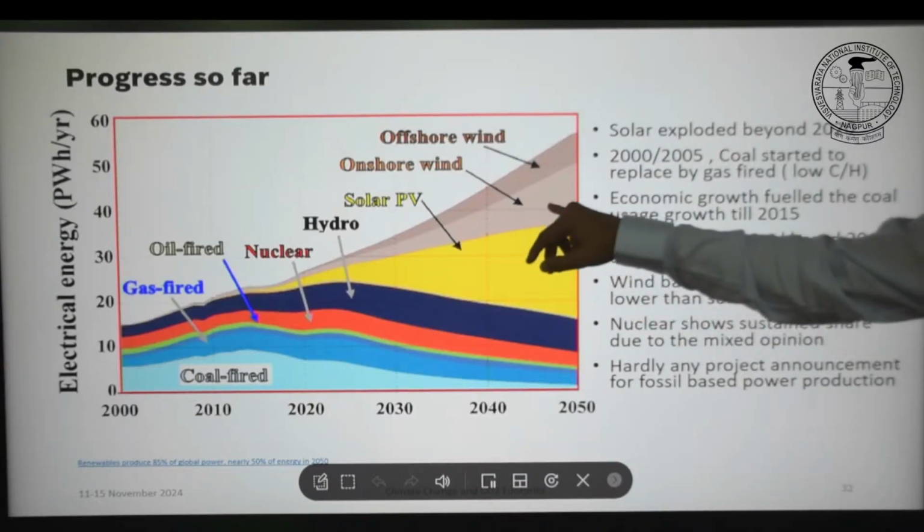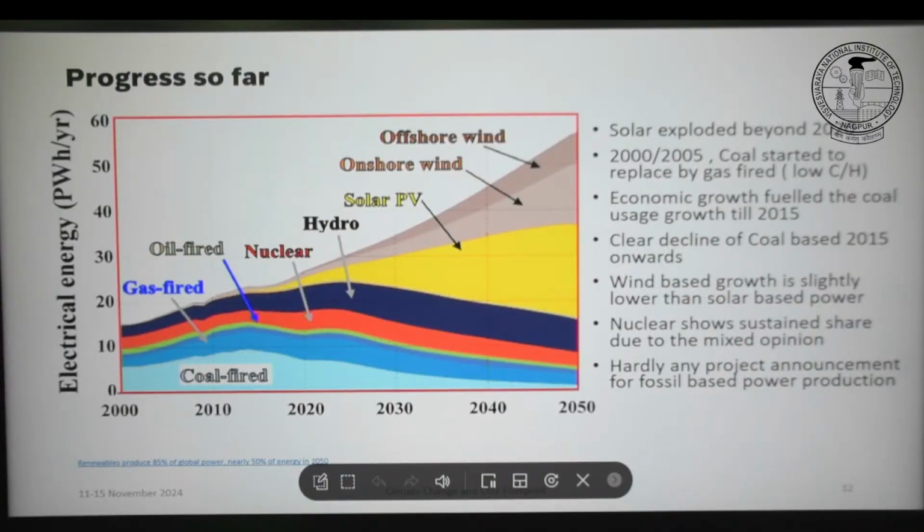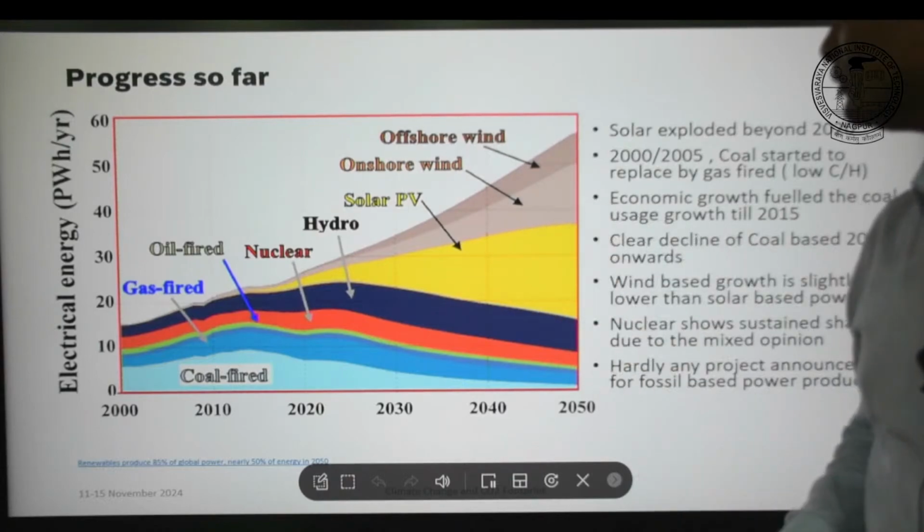Although the benefit of wind is similar to solar, somehow the wind industry is left behind in this story. Solar has really exploded, but wind not the same way. We'll see in coming slides what the issues with the wind industry are, although it also generates clean power like solar. And nuclear shows a sustained share due to mixed opinion, although it is considered a clean energy source like solar, onshore, offshore.